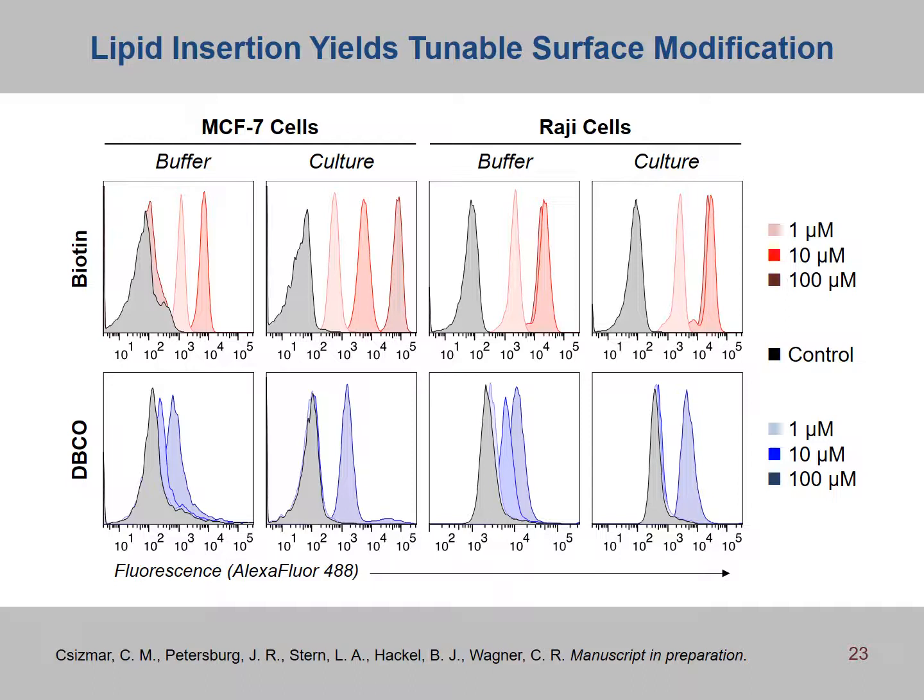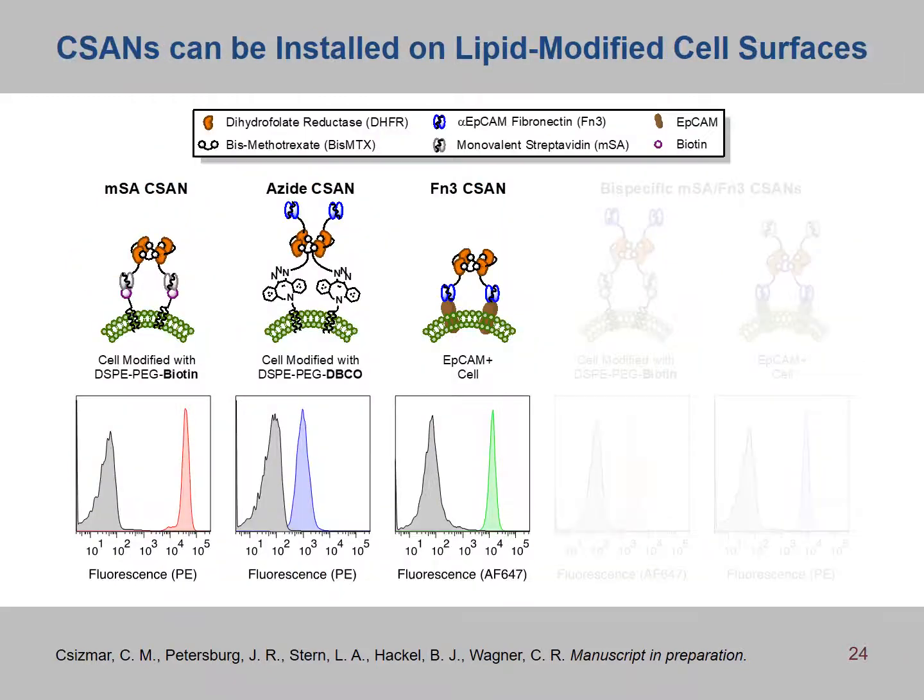The biotin approach is seemingly more efficient, likely due to the fact that the biotin-streptavidin interaction develops much more quickly than the slower click ligation between the DBCO and azide. Finally, this method was successful for all of the cell types tested, and I've shown data for adherent MCF7 cells and suspension Raji cells as examples.